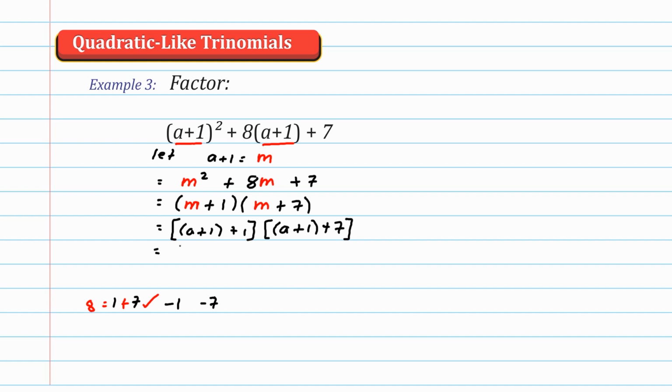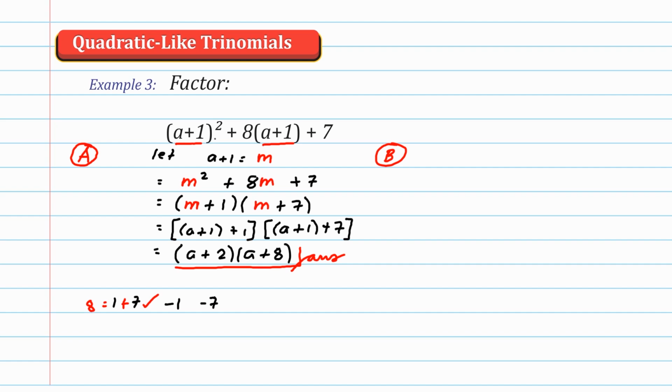Simplifying, we now have this group, a plus 1 plus 1 is equal to a plus 2. And then a plus 1 plus 7 is actually a plus 8. Therefore, we now have the final factors, which are a plus 2 times a plus 8. Now, this is just one way of solving this problem. Another way of solving or factoring this trinomial is we try and simply solve.